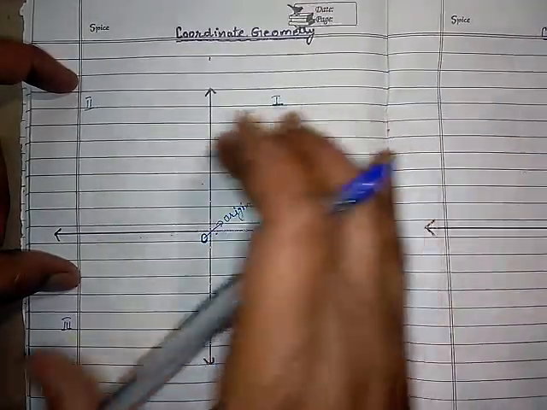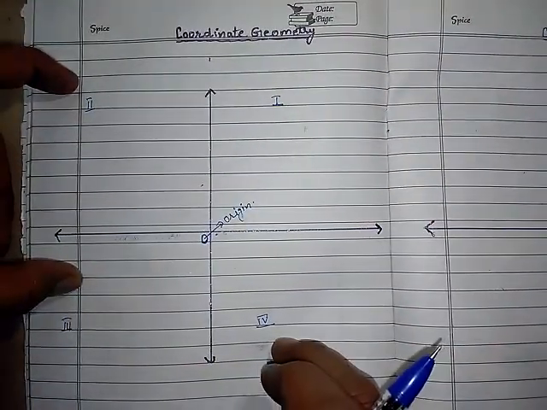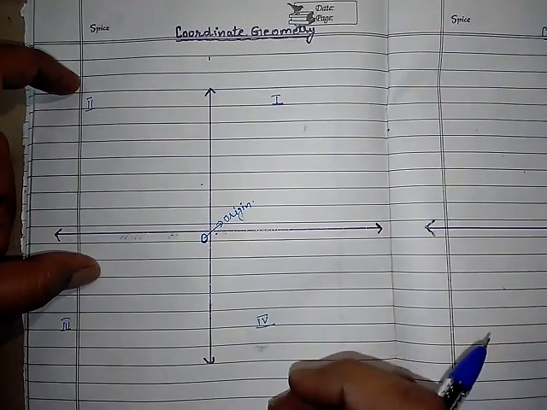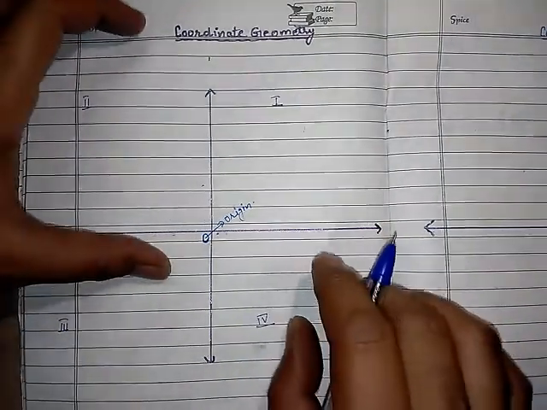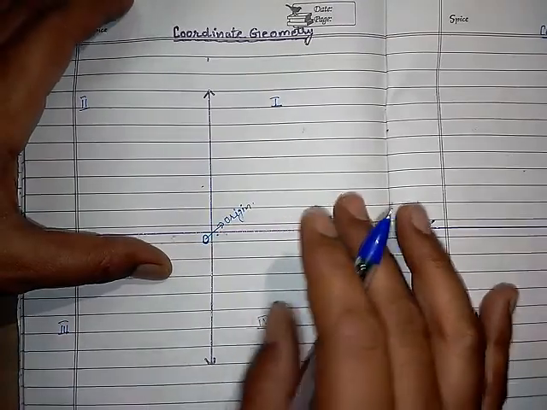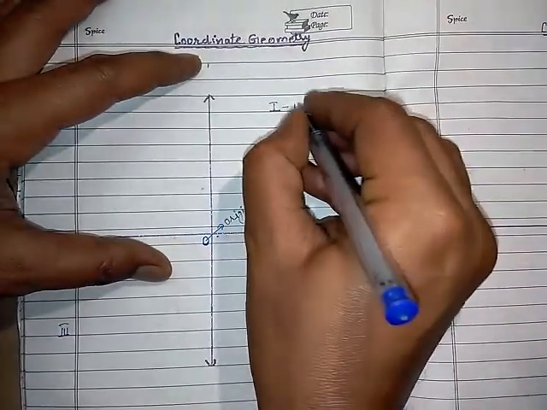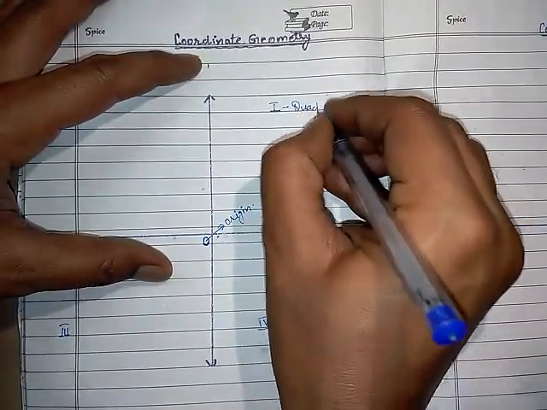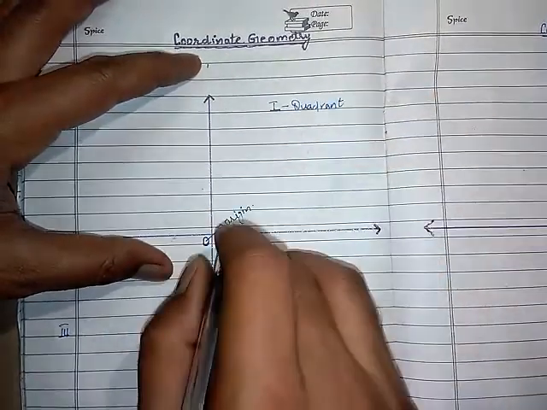So first part, second part, third part, and fourth part, and a special name is given to each part. Here you will not say first part, you will say first quadrant. So the name of each equal part is called a quadrant.